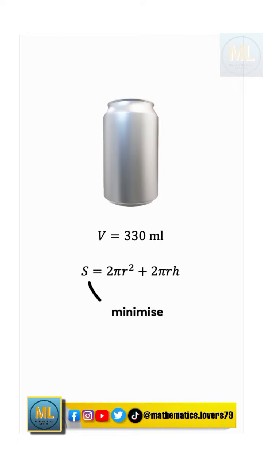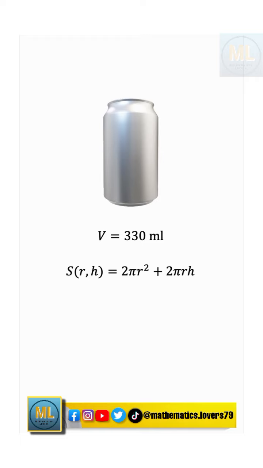But there's a problem here. Notice that S is a function of both r and h, and unless you're familiar with multivariable calculus, you wouldn't know how to minimize a function of two variables. This is where the constraint equation for the volume comes in.